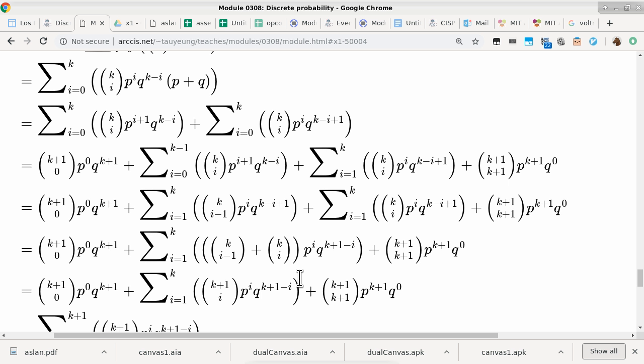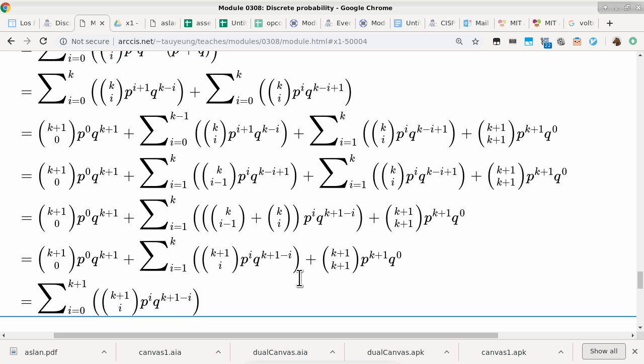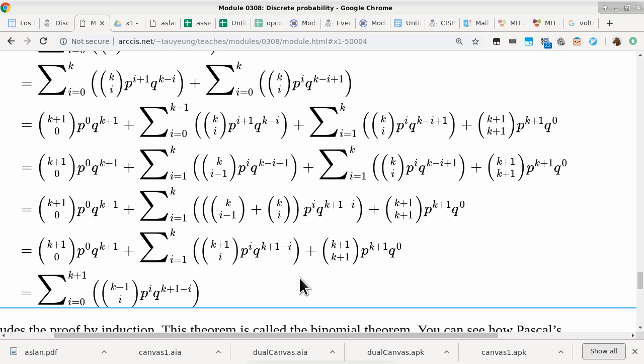Oh, we can now fit the entire thing into one gigantic sigma, right? Because we can extend this i equals 1 to i equals 0 to cover this case. But instead of ending at k, I can now make it end at k plus 1 to also handle this case. So after that simplification, we got this form. But that's exactly what the theorem wants. So QED, we're done.